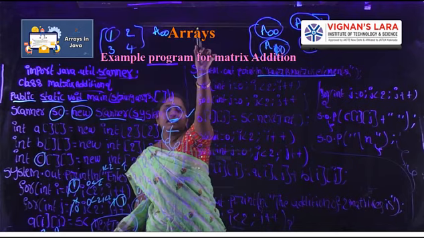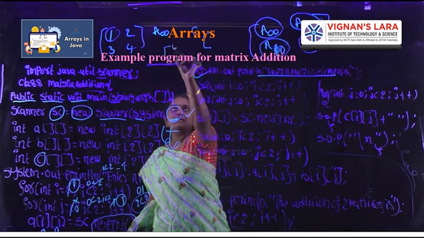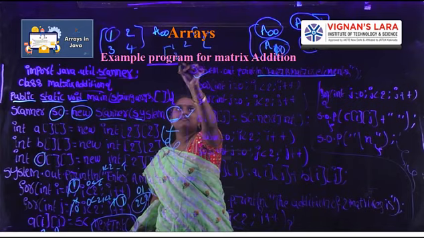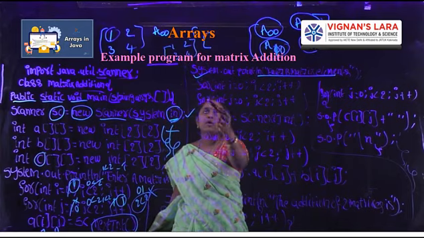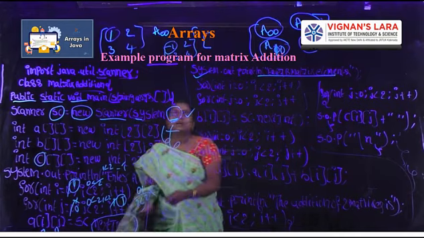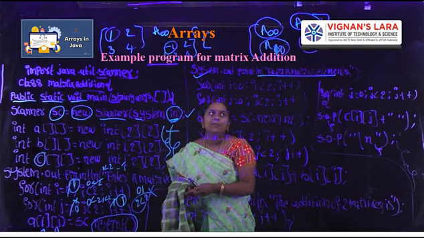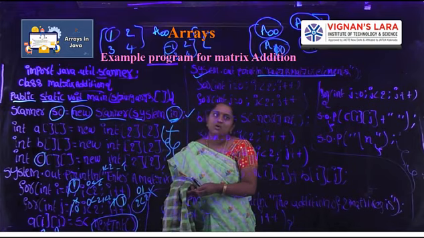Suppose I have to read B matrix elements 1, 2. In the similar way, I am accessing 1, 2, 3, 4. Here B of 0, 0 position can be stored in 1. B of 0, 1 position, the element is 2. B of 1, 0 position, the element is 3. B of 1, 1 position, the element is 4.